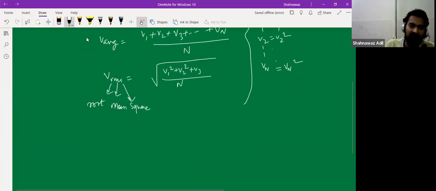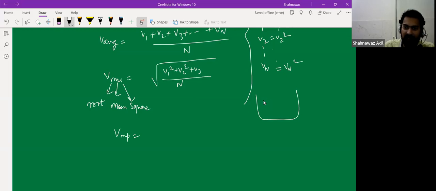And then you have the most probable velocity. So let's say the particles in this gas have 3 meter per second, 2 meter per second velocity. Let's say again 2 meter per second, 1 meter per second, and then 4 meter per second. So the most probable velocity will be what? The one which has the highest number, 2, right?